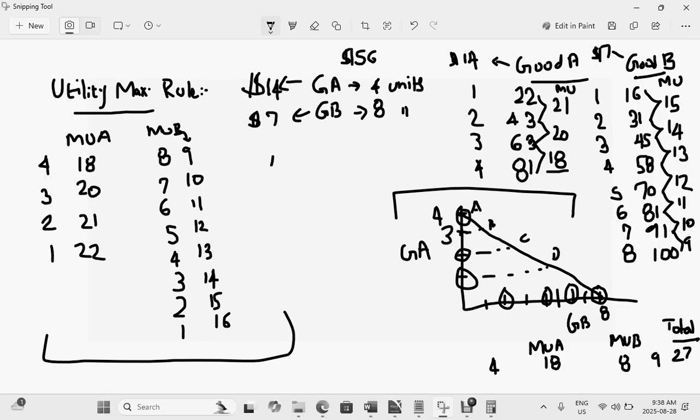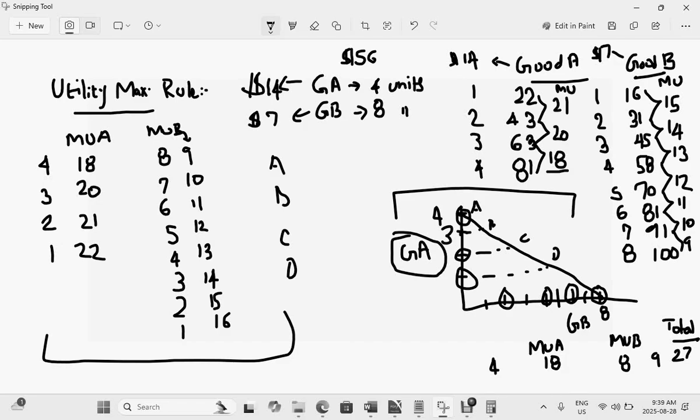All right, so A, B, C, and D. So you've got 4 points. And the reason why you have 4 points is because you can only make 4 units of good A based on the price for good A. All right, so you've got 4 points, and then what you will do is you will list the values for each good on these 4 points.